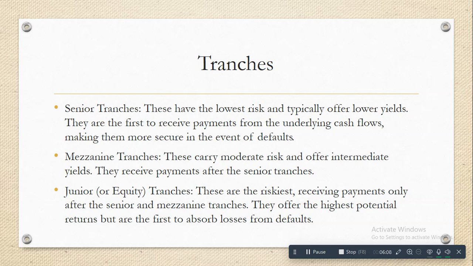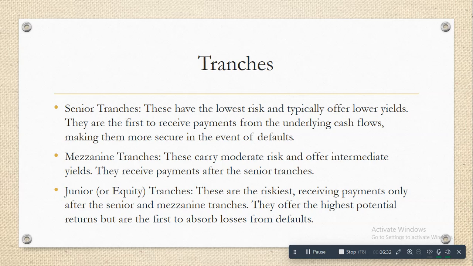So they are the first to receive payments from underlying cash flow, making them more secure in the event of default. So coming back to our pizza example, let's say your parents or friends have bought the pizza and they have divided it. Say there are three categories they have divided the pizza into: the senior tranche, mezzanine tranche, or junior tranche. So what is the senior tranche basically?